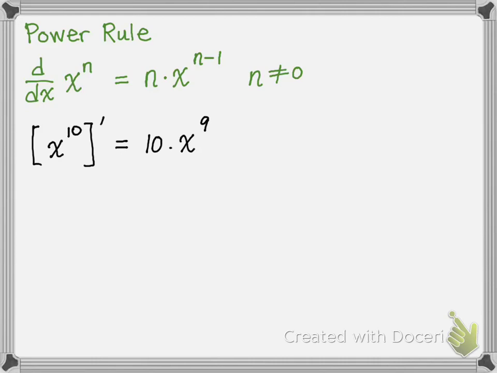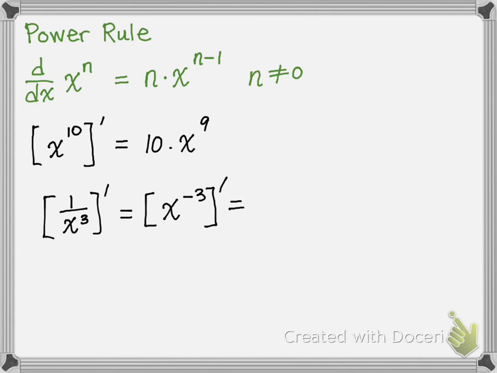Now how about when n is a negative integer? Let's say we want to find the derivative of 1 over x to the third power. Now it's a fraction. You cannot use the rule for x to the third power because it's not the same. So the first thing you need to do is change it to the power form: x to the negative 3 power. Now you look at the power, which is negative 3, and you take the derivative.